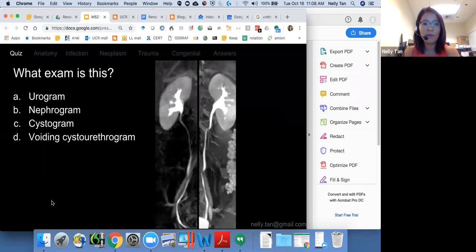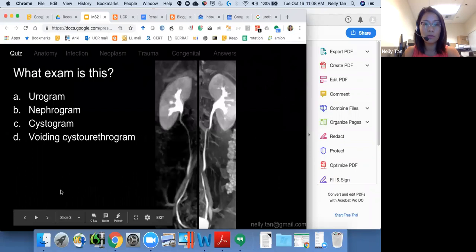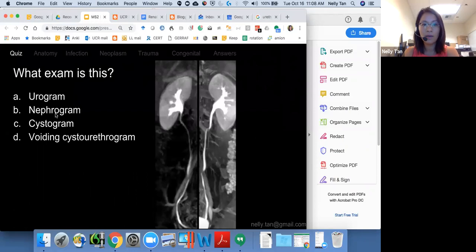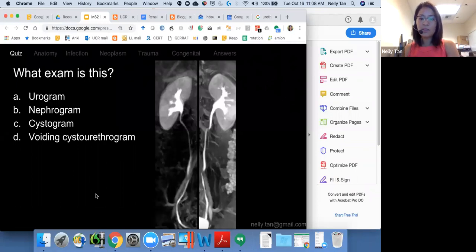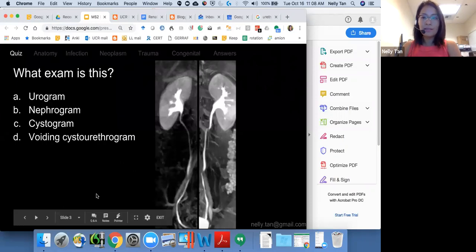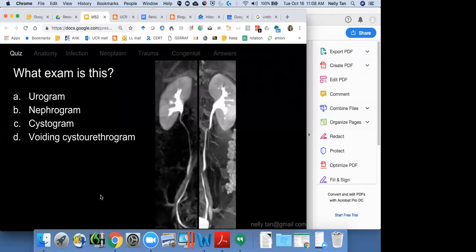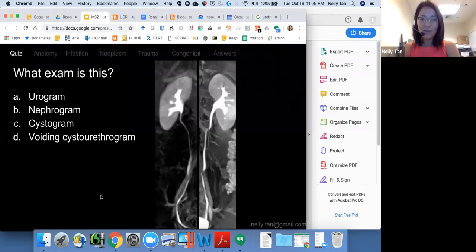We have 5 quiz questions that are different from the pre-quizzes that you took. What exam is this? Urogram, nephrogram, cystogram, or voiding cystourethrogram? Any guesses? You can text in your responses if you like, and I'm not going to proceed until I get some answers. Perfect. Okay, nephrogram, urogram. Good.